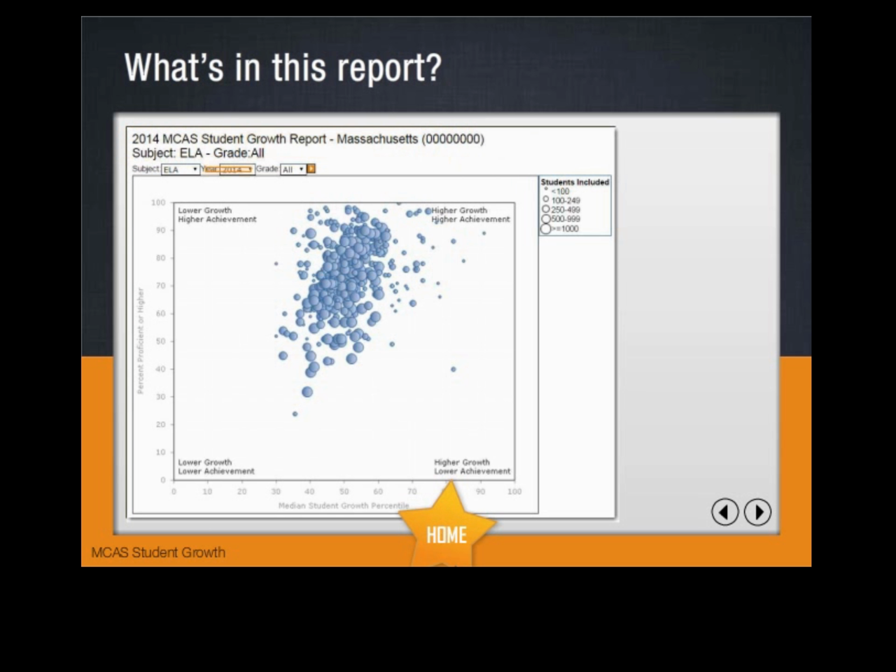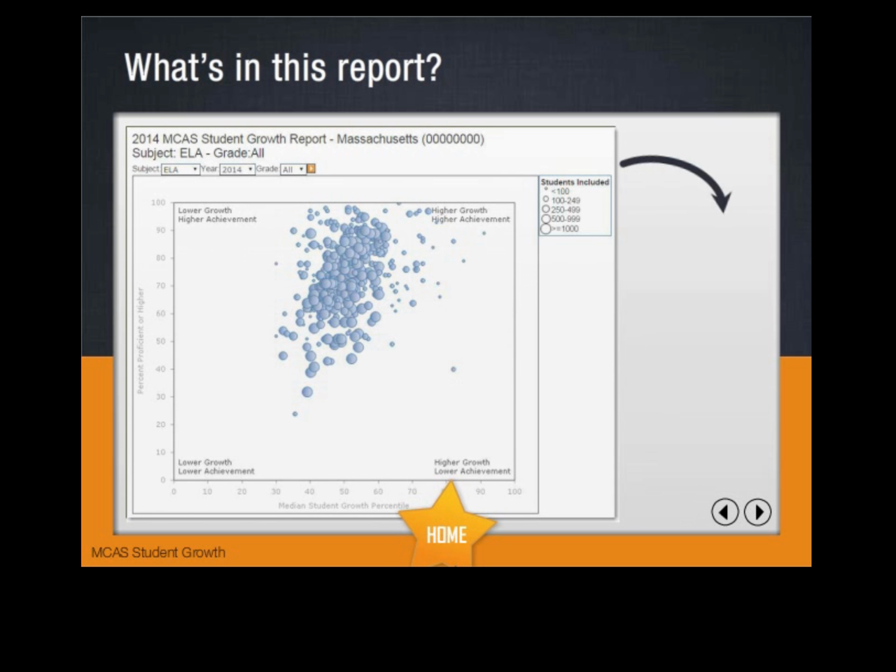But you can easily change the options using the drop-down menus at the top of the report. For example, you could run the report just for 4th grade math. The data go back as far as 2008. You will notice that when you hover over one of the bubbles on the graph, you see the school name, the number of students, the percent proficient, and the median SGP.